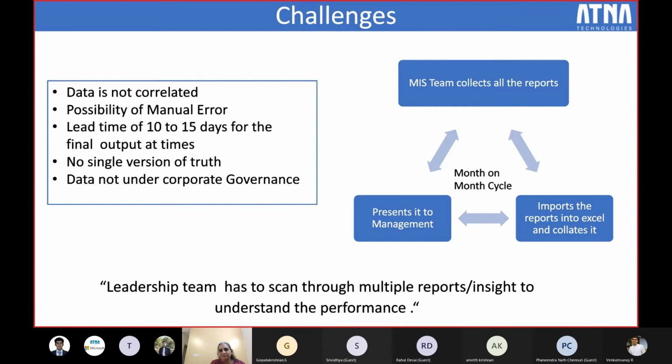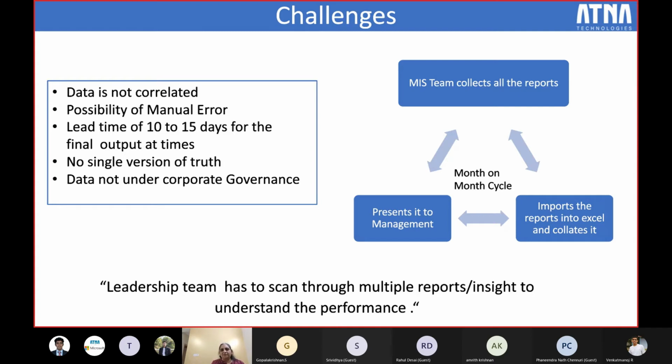So when you have disparate systems like this, some of the challenges that you face are data is not correlated, in the sense, and more often than not, what happens is, for the kind of reports that need to be generated, 9 o'clock in the morning, there is a department, either an MIS department or an executive secretary department or a quality department, which pulls out data from ERP, from CRM.